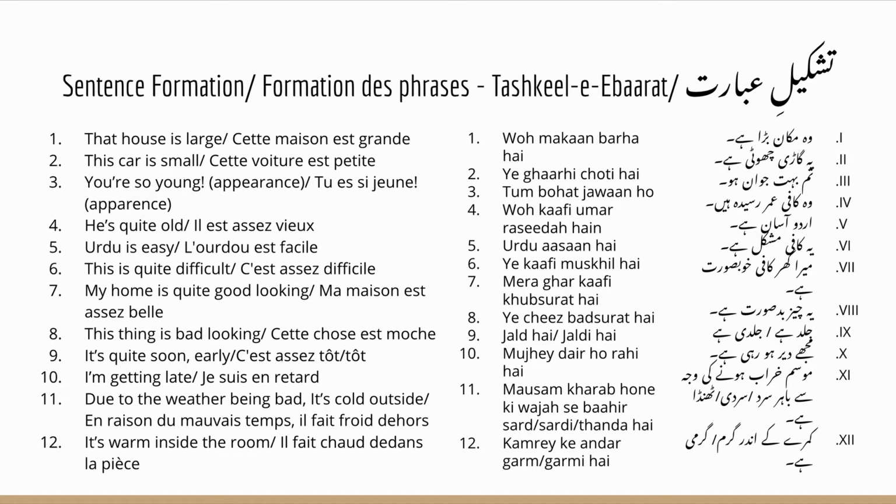ये काफी मुश्किल है. My home is quite good looking. मेरा घर काफी खूबसूरत है. This thing is bad looking. ये चीज बदसूरत है. And I forgot to mention, घर means home. So makan is house and home is घर and cheese is thing.